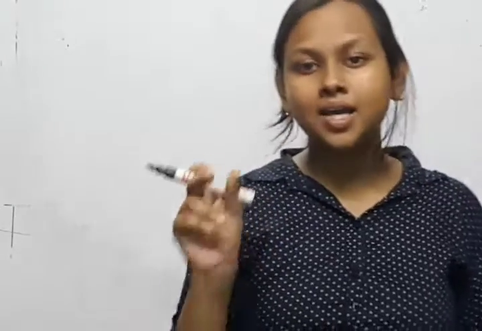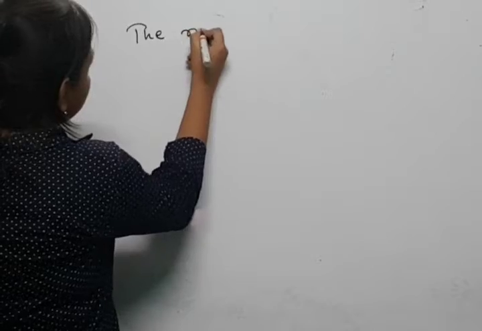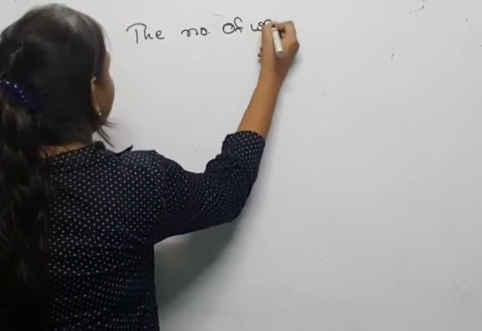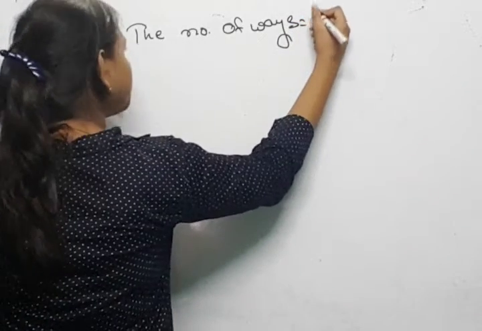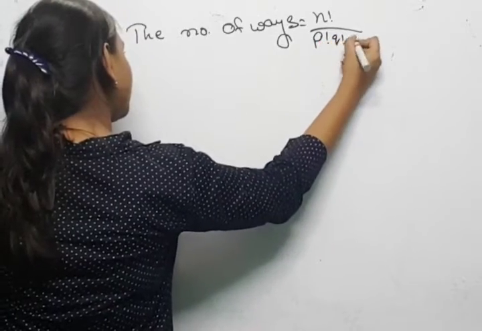In this video, I am going to explain some concepts on permutation. Suppose the number of things is n, and among these n things, p things are alike, of one kind, q things are of another kind, and r things are of another kind. In this case, the number of ways is equal to n factorial by p factorial, q factorial, r factorial.